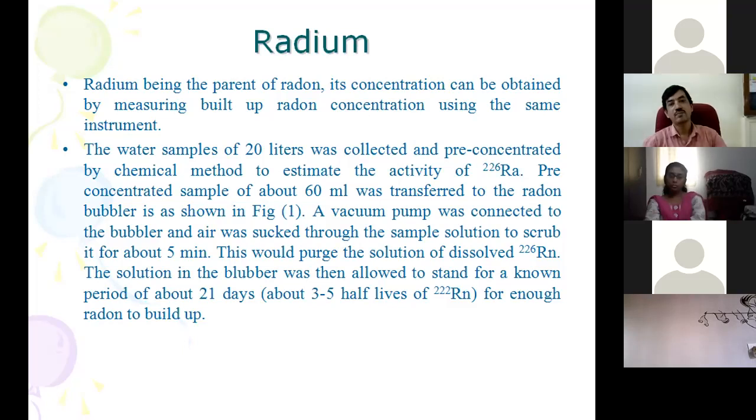That means if 10 particles are there, 5 particles will decay in about 4 days. Whereas if 10 radium particles are there, 5 particles will decay in 1,600 years. The radium half-life is very large. That means we need 1,600 years to reduce to half of its original number. Therefore, its activity is very small to detect by the alpha counting systems.